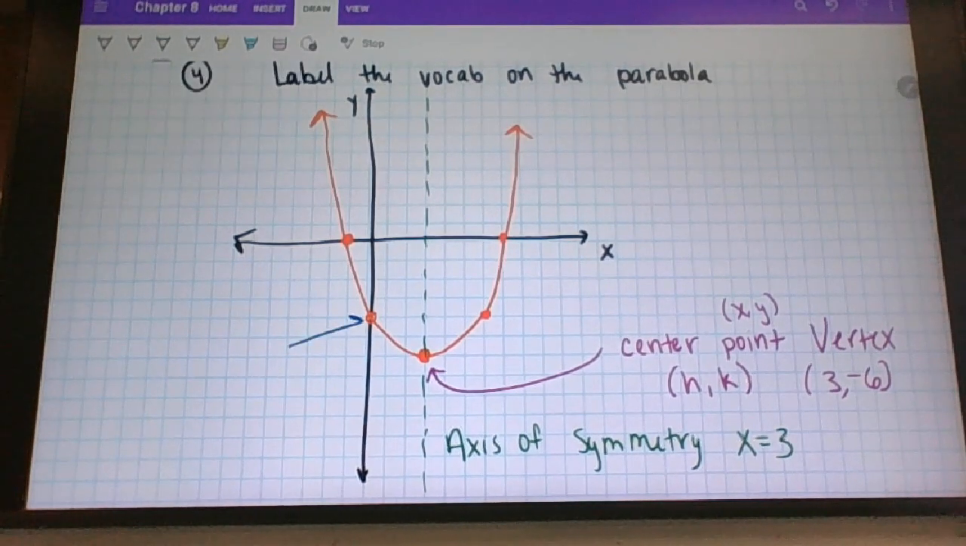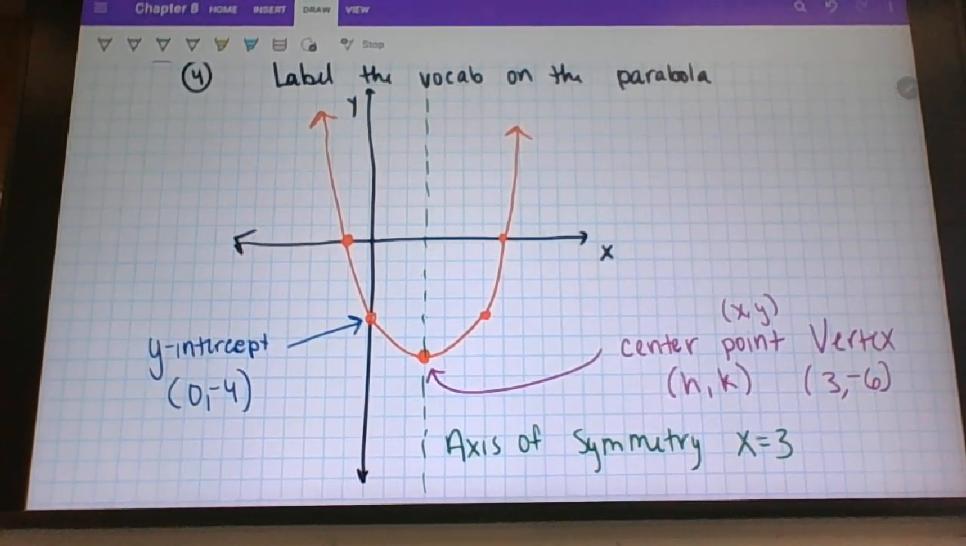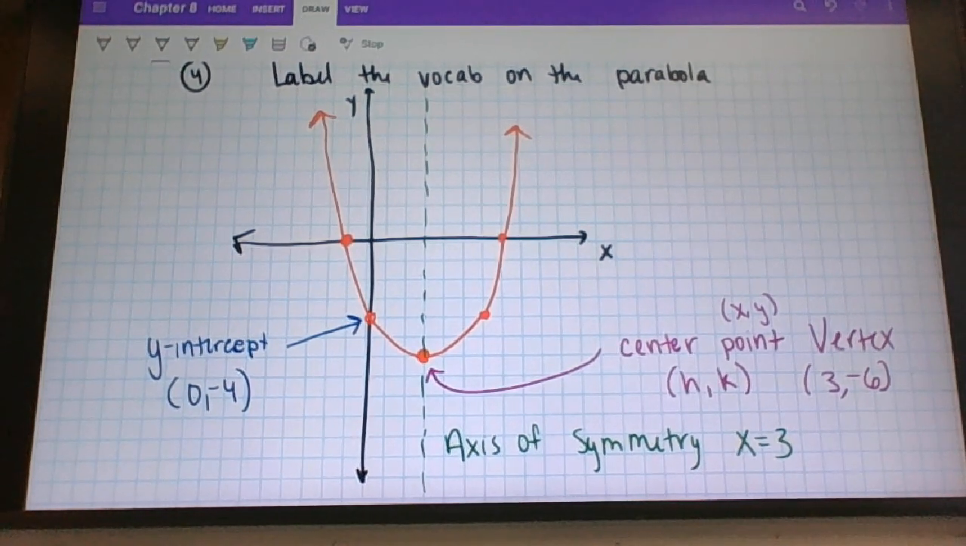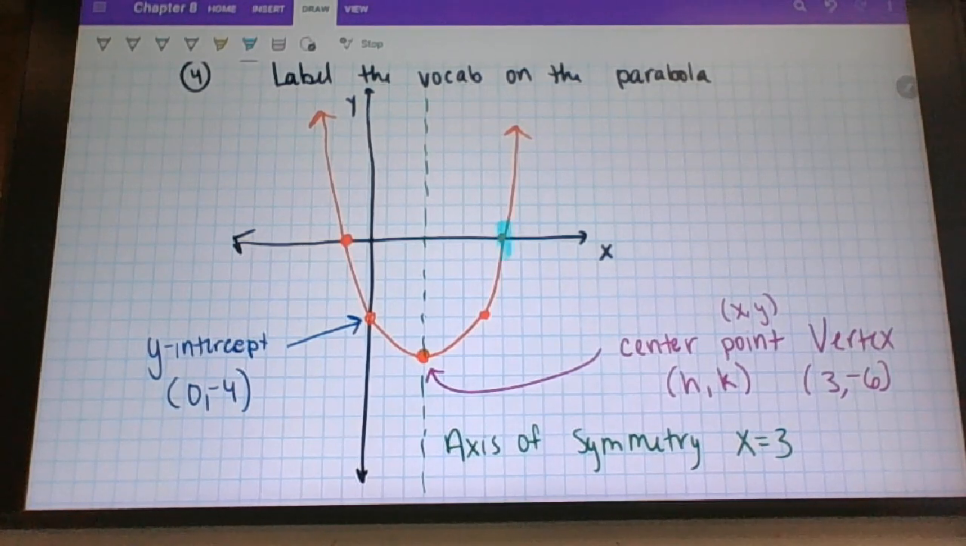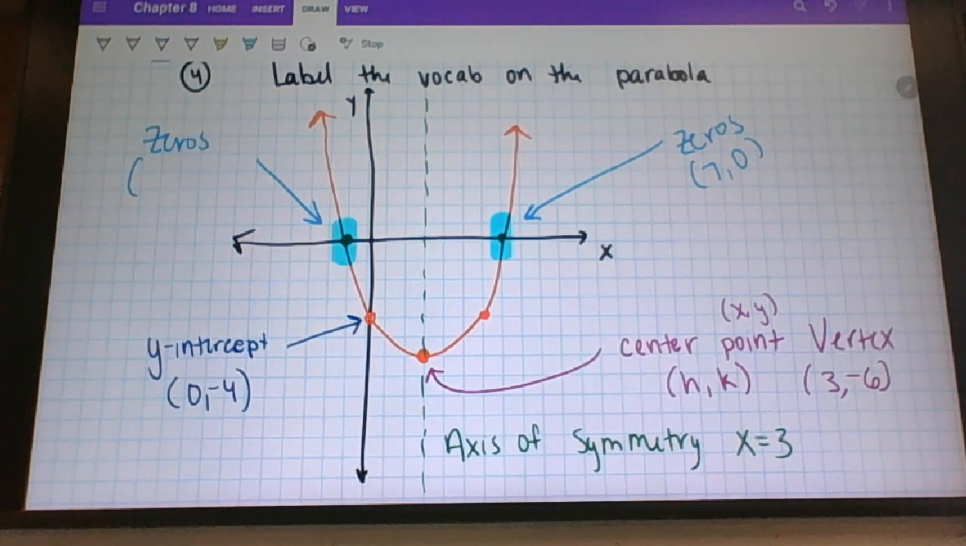I don't even care if you label this one. You should know that that's a y-intercept. You should know y-intercept already. And then your parabolas have two important points. I'm gonna highlight these blue. Those are called the zeros. Zeros are x-intercepts, but they have special names.